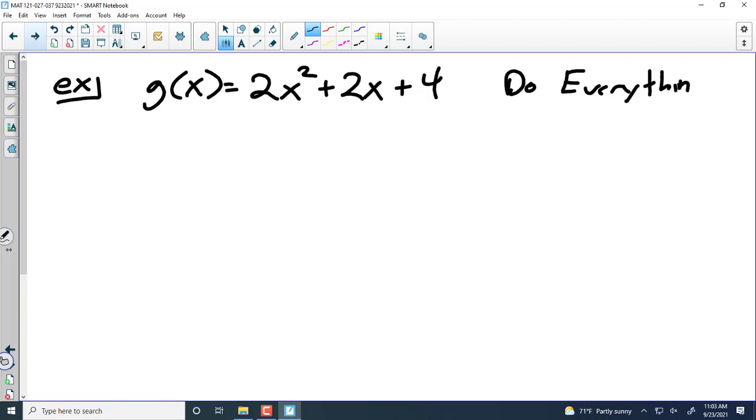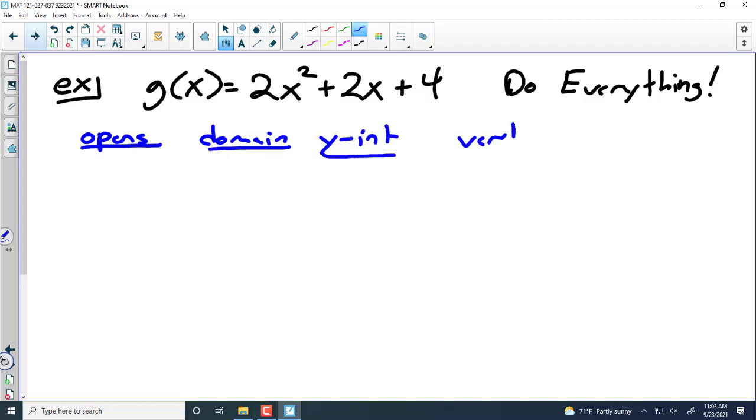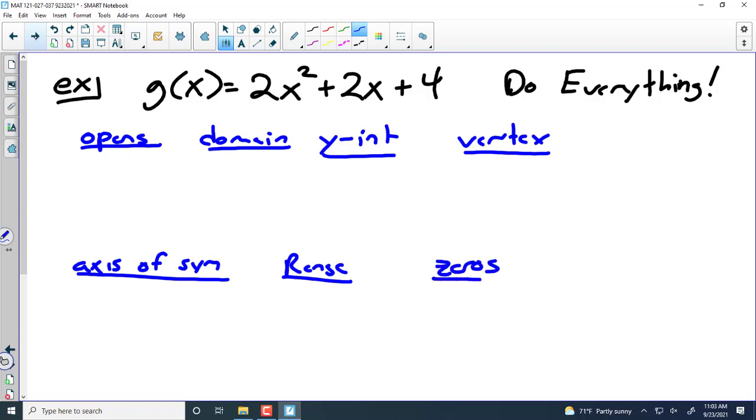Here are our instructions for this problem. Do everything. All right, we're going to rip this thing apart. We're going to find out how it opens. We're going to give the domain. We're going to give the y-intercept. We're going to give the vertex. We're going to give the axis of symmetry. We're going to give the range. And then we're going to try and find the zeros.